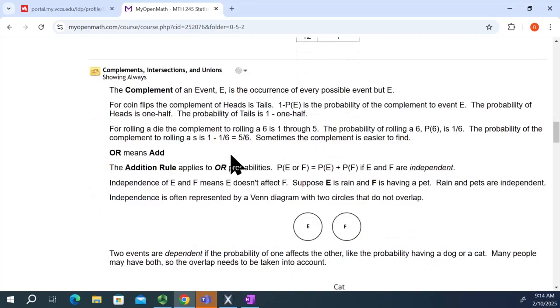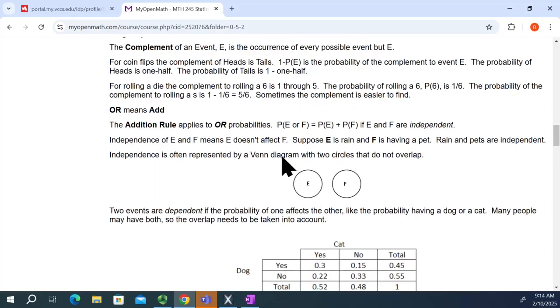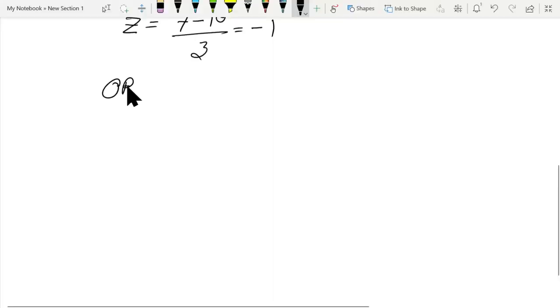Then there's things like this. This is the complement of an event. It is 1 minus the probability that the event occurs. And the only reason for this one is that sometimes it's easier to find the complement rather than find the number that you want. This is the basic rules. Or means add.